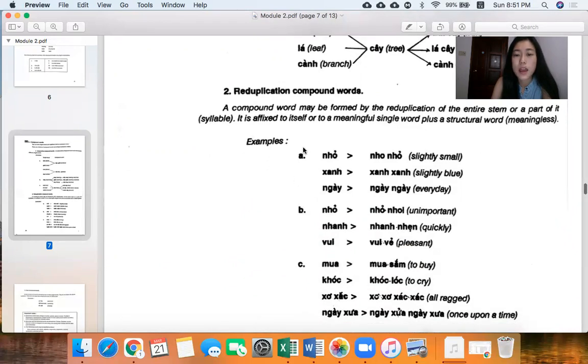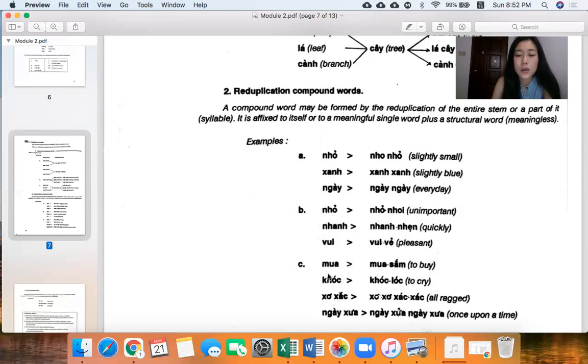Examples. A. Nhỏ, nho nhỏ. Xanh, xanh xanh. Ngày, ngày ngày. B. Nhỏ, nhỏ nhoi. Nhanh, nhanh nhẹn. Vui, vui vẻ.